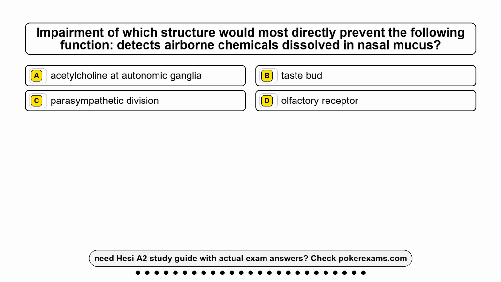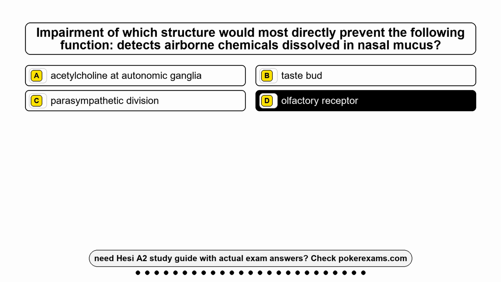Question 5. Impairment of which structure would most directly prevent the following function? Detects airborne chemicals dissolved in nasal mucus? Option A, the acetylcholine at autonomic ganglia. Option B, taste bud. Option C, parasympathetic division. Option D, olfactory receptor. The correct answer is option D, olfactory receptor.